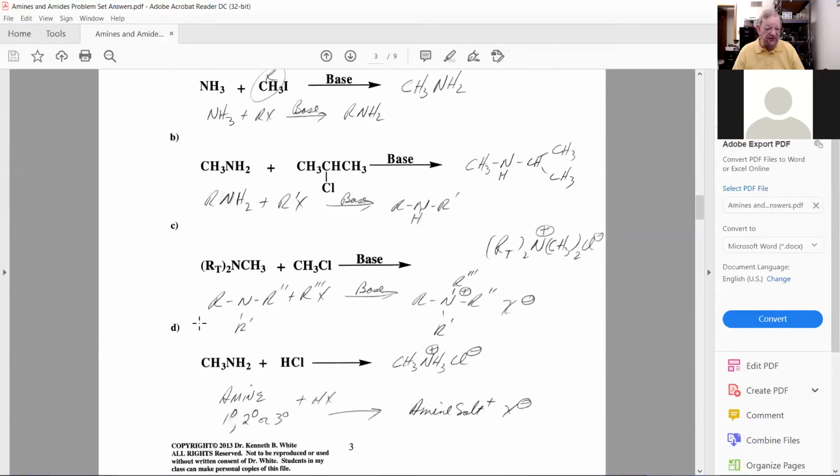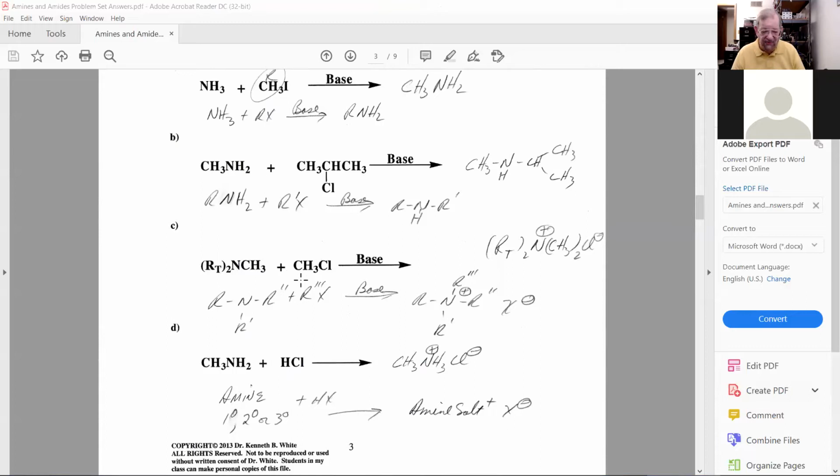Now, if you take a tertiary amine, and this is a really, really important reaction because it's near and dear to my heart. This reaction helped pay my mortgage, a couple new cars, got me around various places of the world.